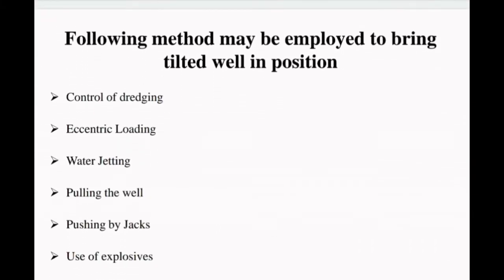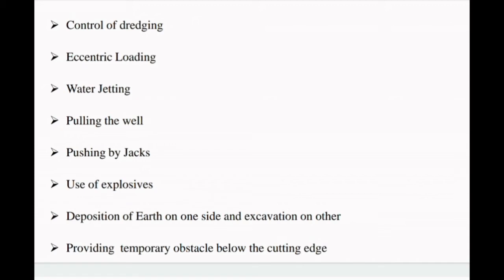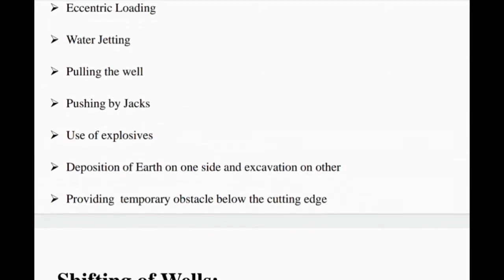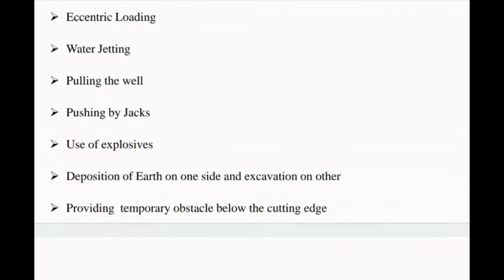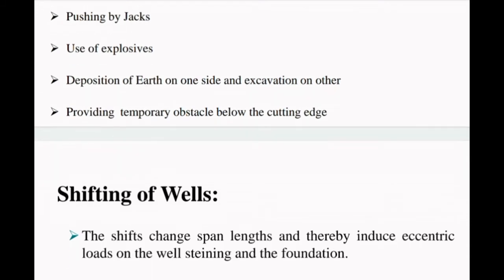The following methods are used to bring the tilted well back into position. One is control of dredging, second is eccentric loading, third is water jetting, fourth is pulling the well, fifth is pushing by jacks, the next is use of explosives, and next is deposition of earth on one side and excavation on the other, and the final is providing a temporary obstacle below the cutting edge.